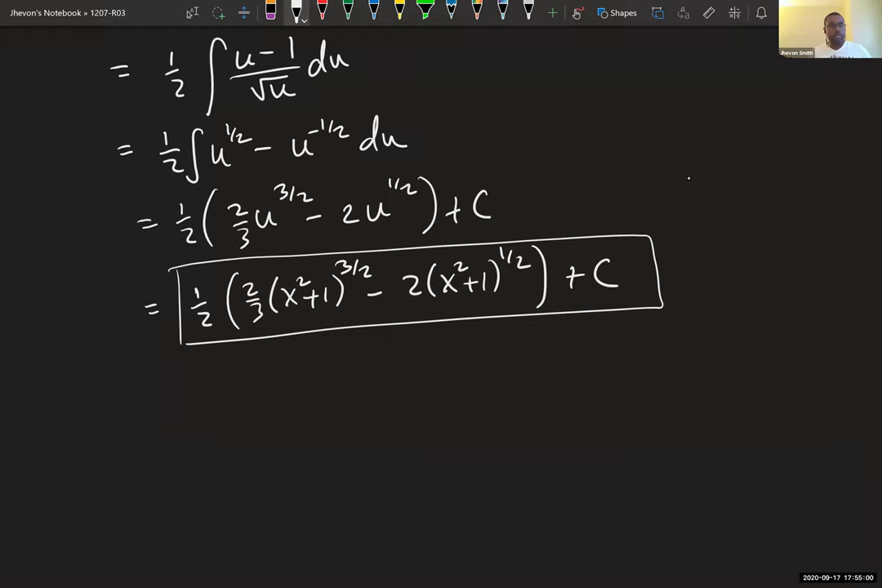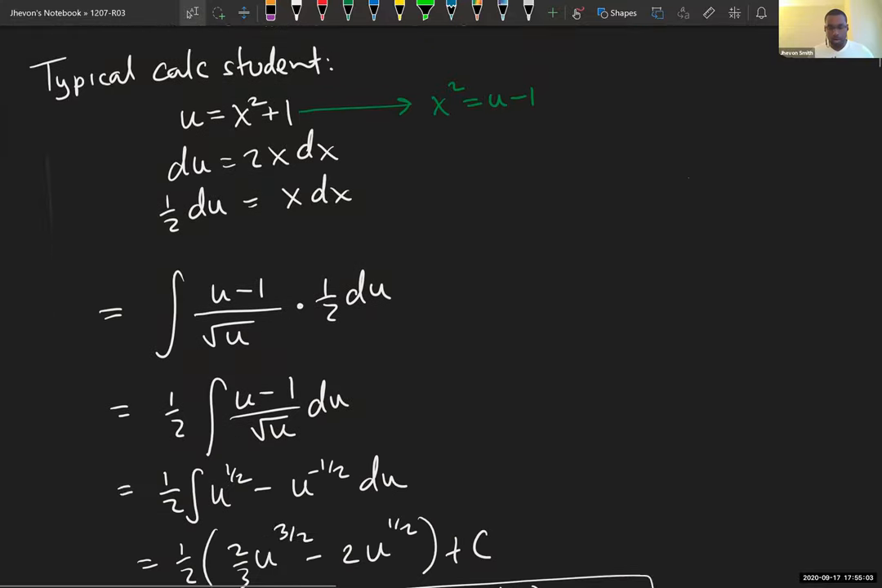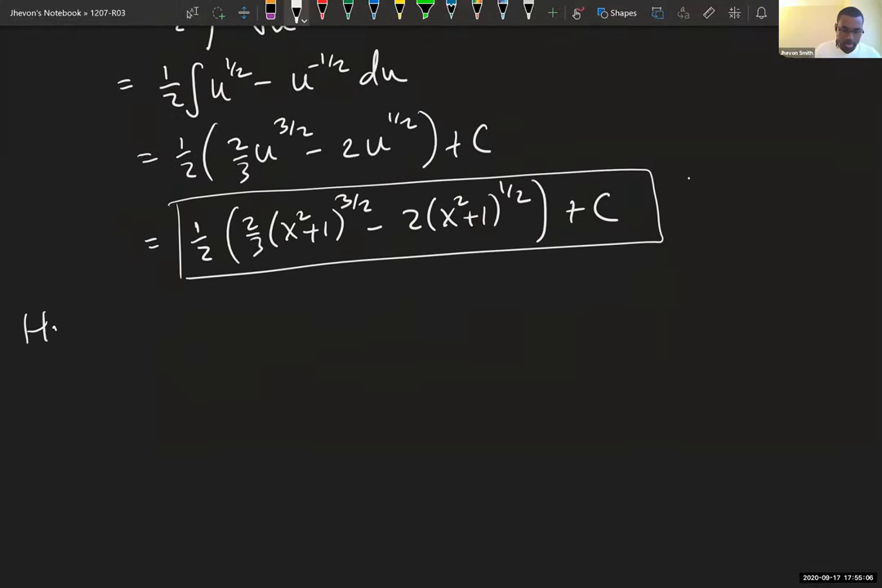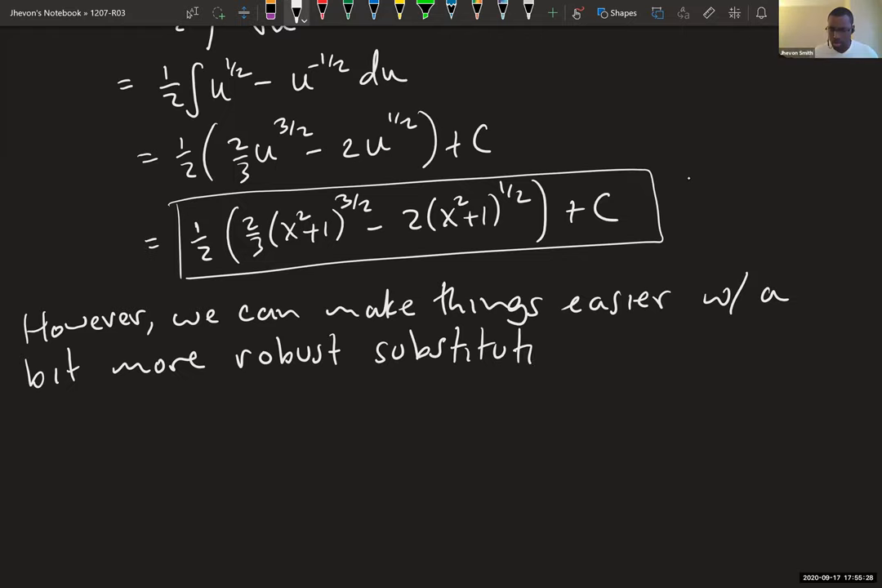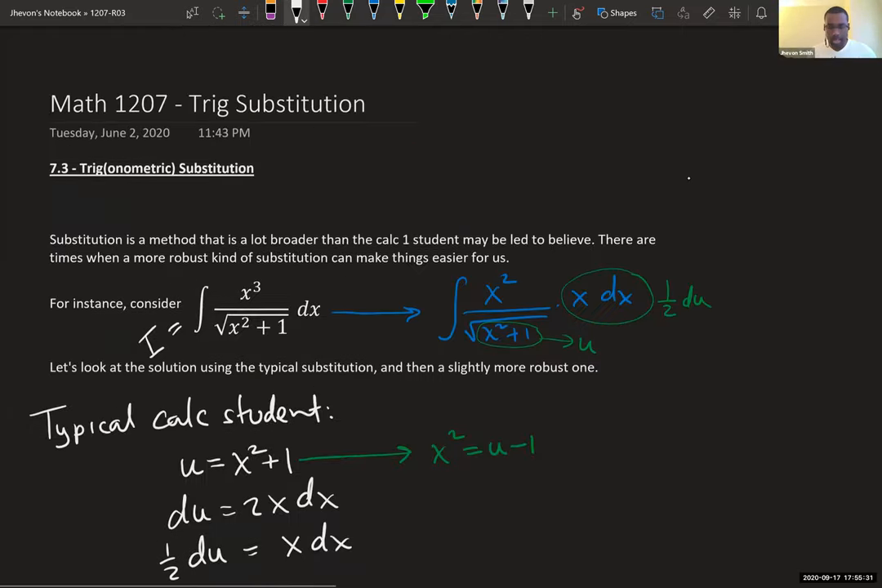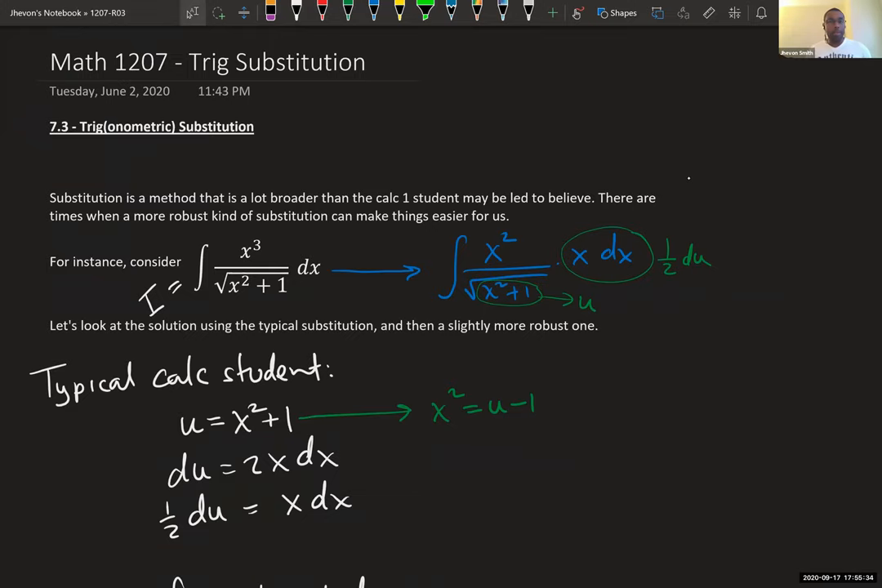However, here's a principle that I've actually shown you guys before. However, we can make things easier with a bit more robust substitution. Okay, so look back at this integral. Based on our few interactions with each other, what do you think that Jhevon would want you to substitute?